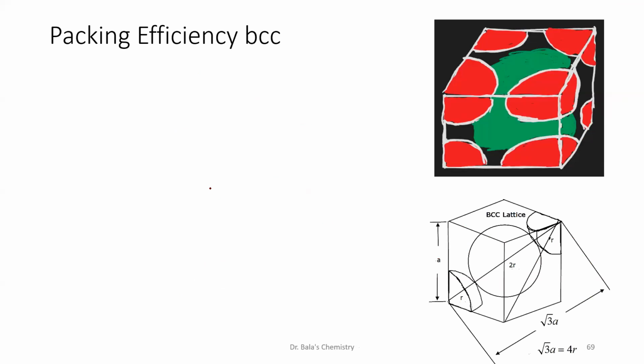Okay, and sir, what about the packing efficiency for the BCC structure? How can we calculate it? Here also the same problem exists: we can't calculate the exact edge length in any direction, because we have some gaps between the atoms. We are not able to predict the edge length properly. Then how can we do this?